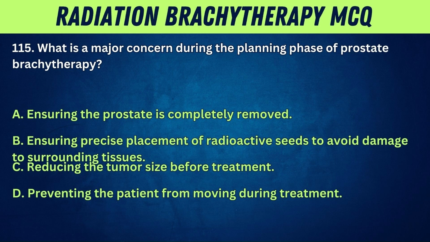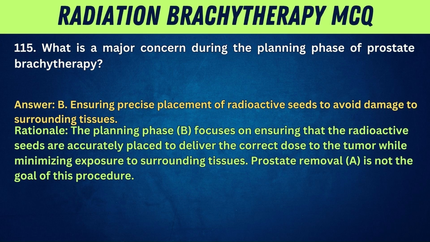115. What is a major concern during the planning phase of prostate brachytherapy? A. Ensuring the prostate is completely removed. B. Ensuring precise placement of radioactive seeds to avoid damage to surrounding tissues. C. Reducing the tumor size before treatment. D. Preventing the patient from moving during treatment. Answer: B. Ensuring precise placement of radioactive seeds to avoid damage to surrounding tissues.